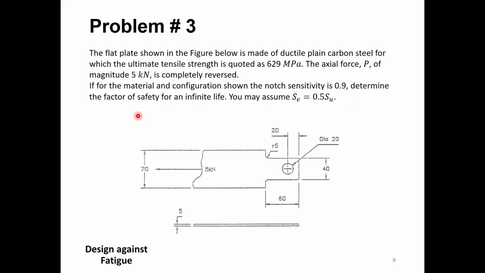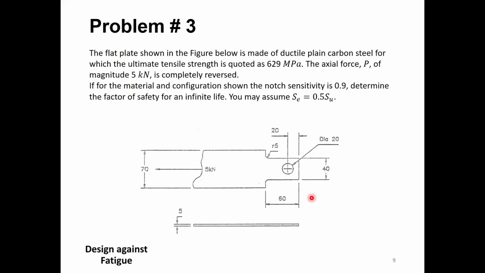Determine the factor of safety for an infinite life. So the factor of safety is required. In this case, also assume that the endurance strength of the material is 0.5 of the ultimate. So in this case, we have to find the factor of safety.